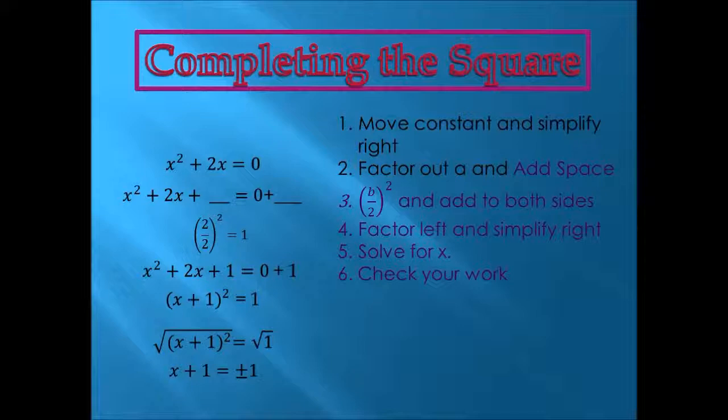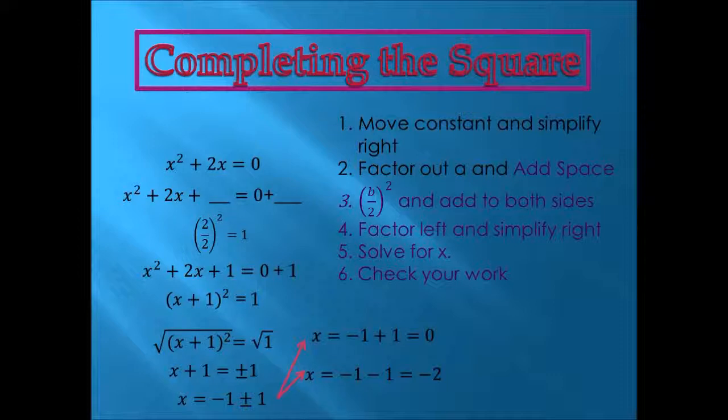Then we're going to solve for x, and we're going to subtract 1 on both sides, and we get x equals negative 1 plus or minus 1. Since it's a quadratic function, you should get two solutions. So we're going to break it apart, and we get x equals negative 1 plus 1 and negative 1 minus 1. So our solutions are 0 and negative 2.